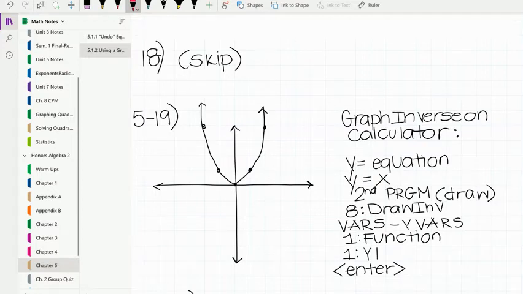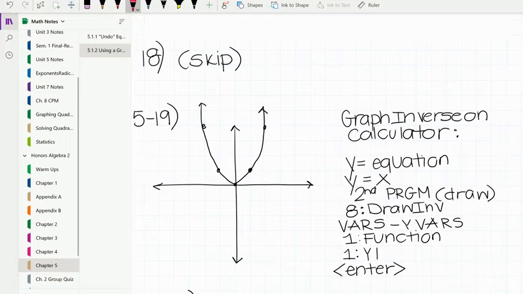From there, you're going to click second, which is at the top of your graphing calculator, and then program. Program's in the top middle section. It says PRGM, so second program, and then it's already selected on draw, so at the top. Then either scroll down to 8 or click the number 8, which says to draw the inverse. Okay, and then you're not going to click enter quite yet. So right now on your calculator, it should just say draw inverse.